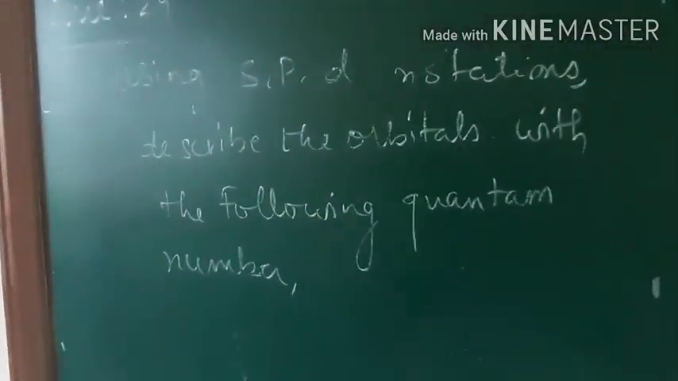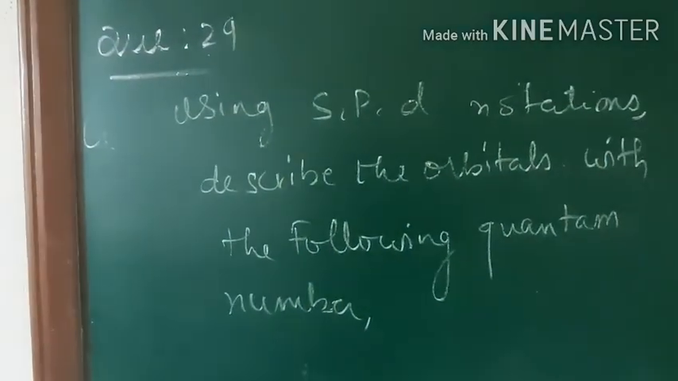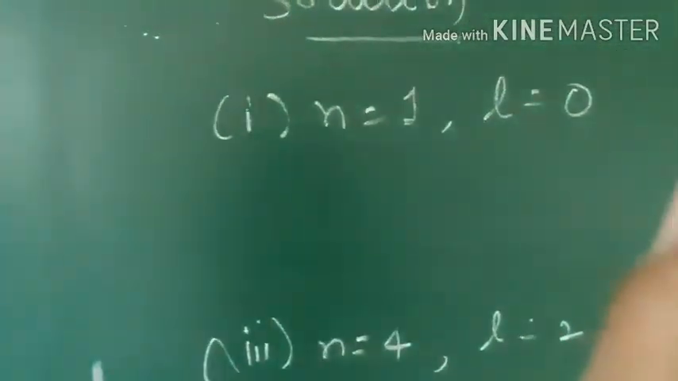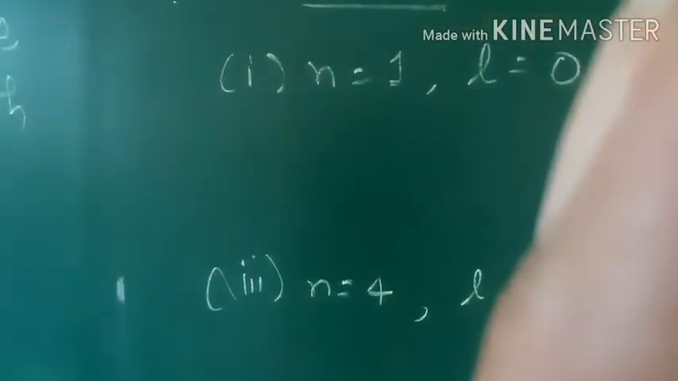So here, children, you can just see this question has also been asked in the assessment. By using S, P and D notations, we have to describe the orbitals which are given over here. n is equal to 1 and l is equal to 0. n is equal to 1 indicating 1, l is equal to 0 indicating s. So that orbital is 1s.